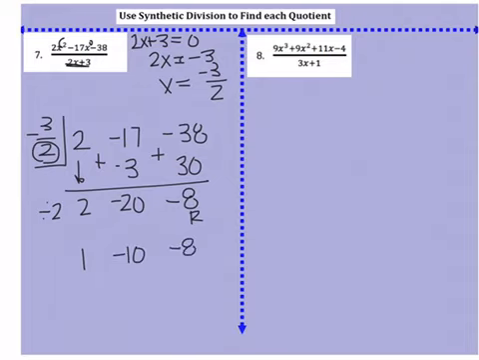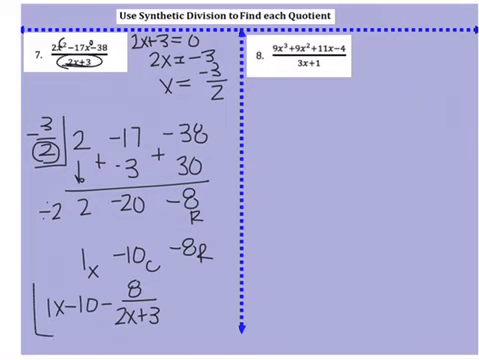because that's our remainder. So this is my remainder, this is my constant, this is my x's. So I'll have 1x minus 10 minus, now remainders, remember we do the number over our divisor, 2x plus 3, and that came from all the way up here at the top. So that would be my final answer, and I'd be done.